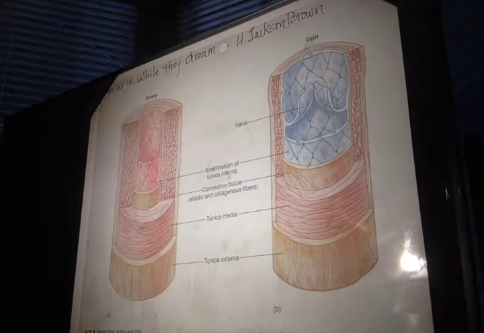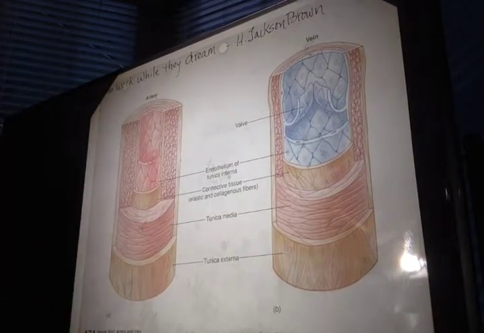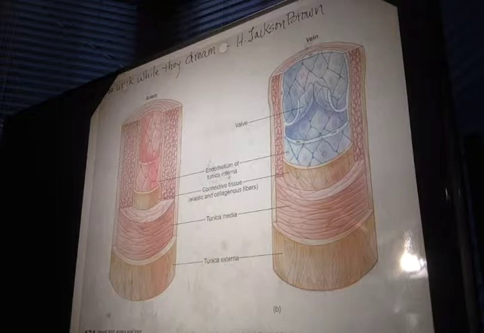Okay, the first way is with valves. Valves are little one-way doors. They allow the blood to flow towards the heart and not away from the heart.